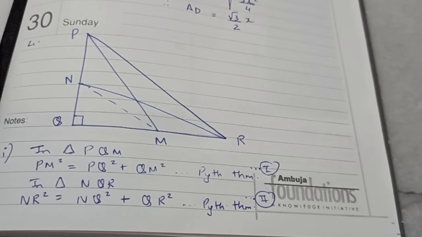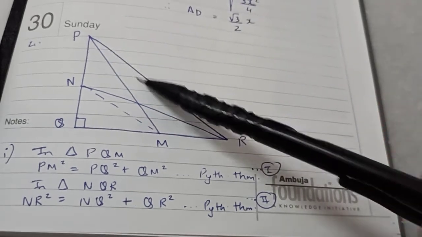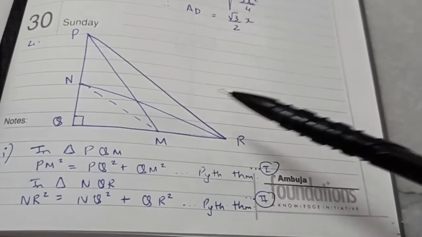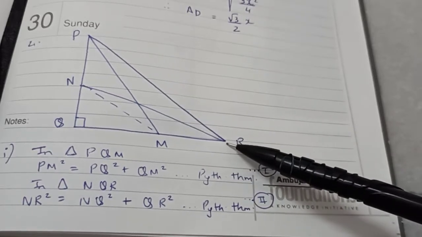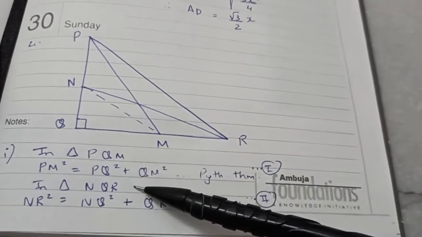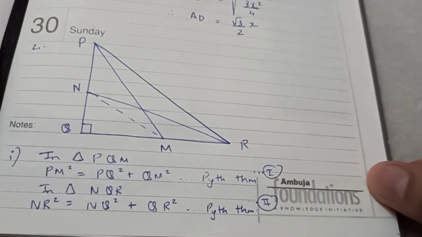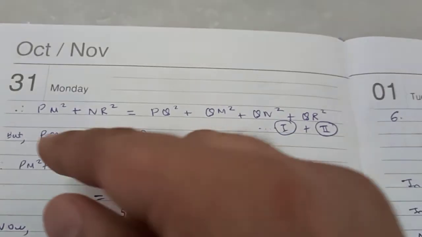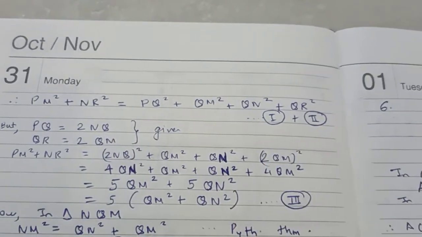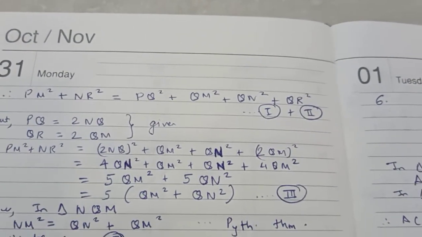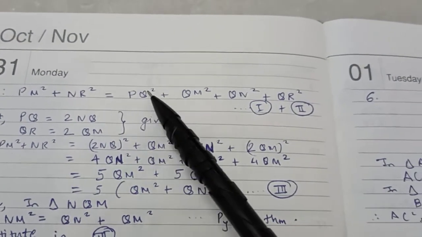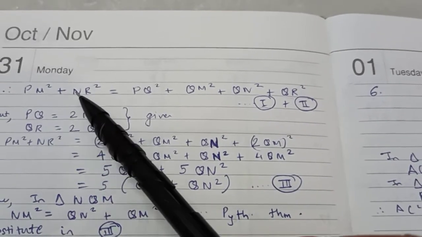In Roman number 1, the question is PM square plus RN square. That's the LHS side. So first find PM square and RN square by using Pythagoras theorem in the respective right angled triangles. Then add the two statements to get this. But this isn't the RHS we wanted, although the LHS has been obtained.